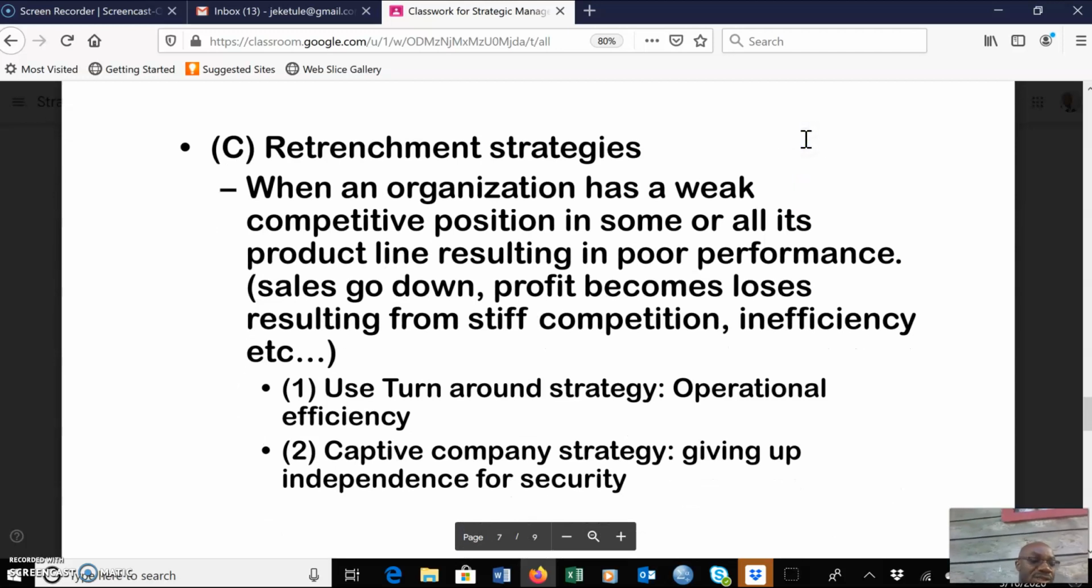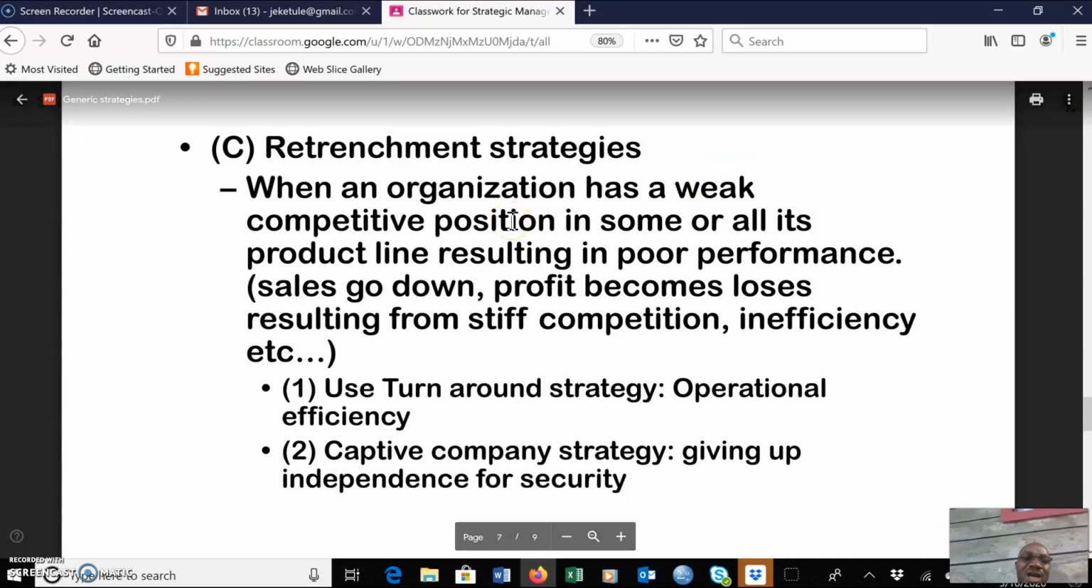Now, let's look at the final strategy, which is the retrenchment strategy. Basically, as the word states, it's really cutting down or scaling down your organization. When an organization has a weak competitive position in some or all its product lines, resulting in poor performance, or when sales are going down, profits are becoming losses resulting from stiff competition, or there is a lot of inefficiency, then they have to do retrenchment strategies. Before that, they have to do a turn-around strategy. They have to look at the operations of the organization and ask themselves, where are the taps leaking? Where is it that they are not doing very well, so that they can improve? We'll pick up the retrenchment strategy again in one of our next classes.